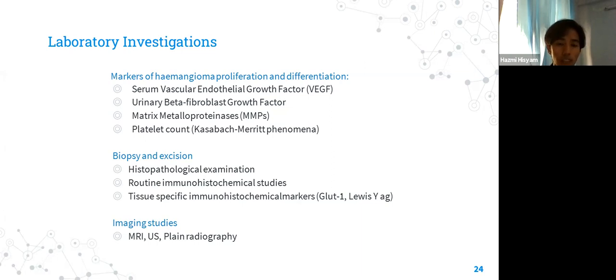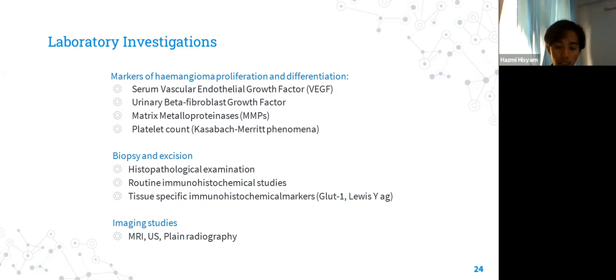Then we can do biopsy and excision, such as histopathological examination, in which I will show you the results later. We can also do routine immunohistochemical studies, and tissue-specific immunohistochemical markers, GLUT1 or Lewis Y antigen. GLUT1 is very specific and very sensitive for hemangioma, and it is positive in both the proliferative and involutional phases.